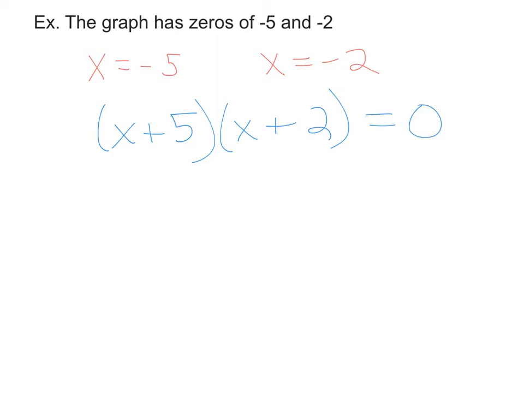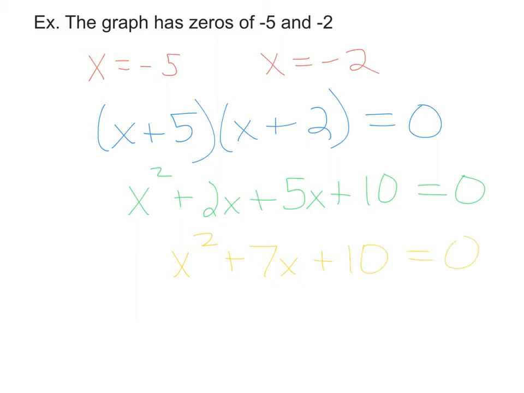And then I'm simply going to go ahead and multiply through. And when I do that, I get x squared plus 2x plus 5x plus 10 is equal to 0, which simplifies to x squared plus 7x plus 10 is equal to 0. And that would be the equation that goes with this.